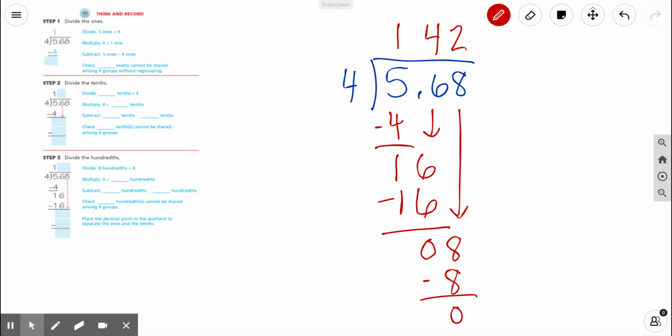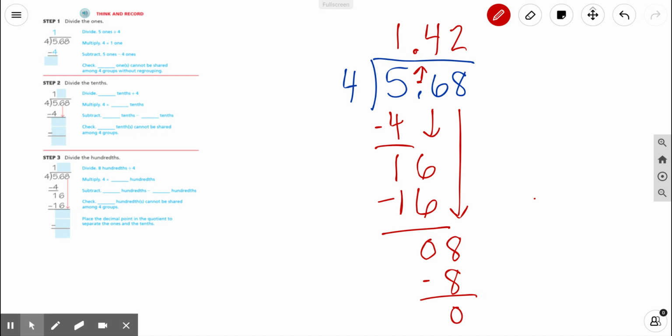Now, the nice thing about dividing with decimals is when you're dividing decimals by a whole number, all you have to do is push the decimal up into your quotient, and you have 1 and 42 hundredths. Now, if this were money and I had $5.68 and I had to share it between me and my 3 siblings, so there's 4 of us, each of us would get $1.42. Okay, that's how that works.